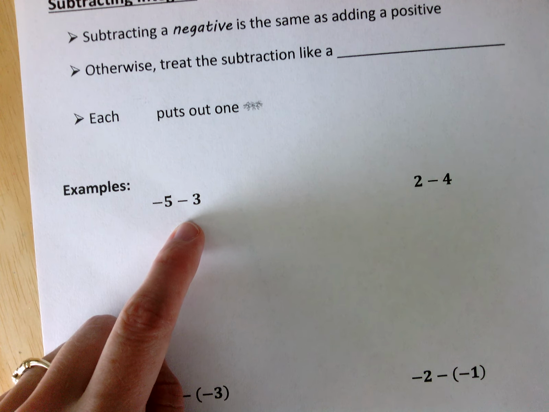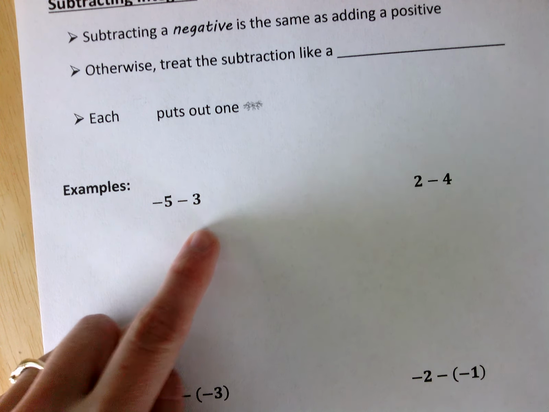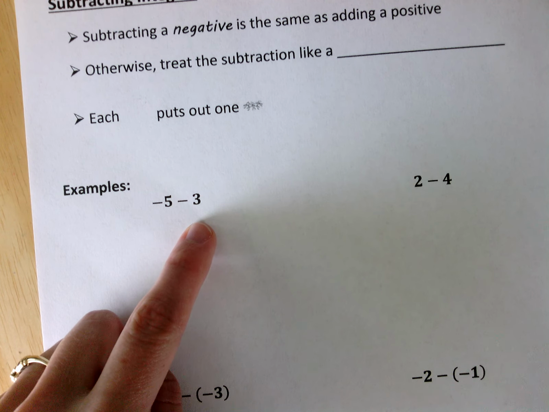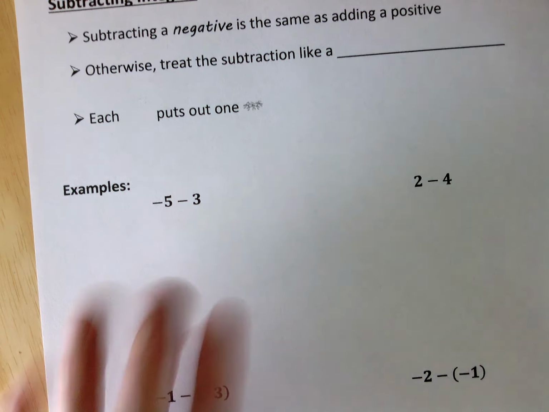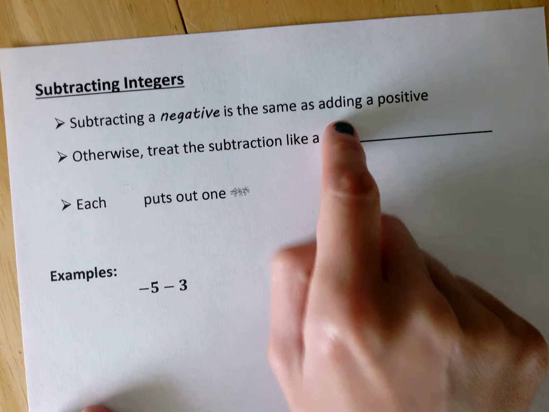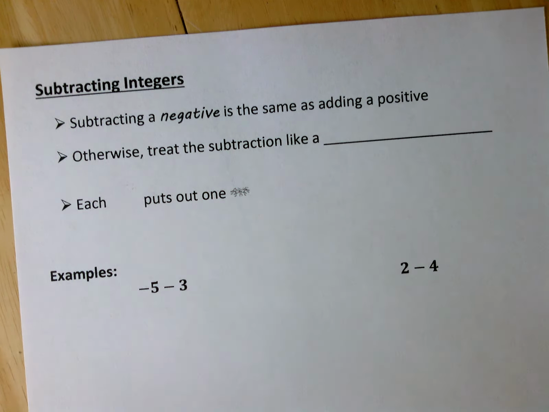So we're going to change our perspective, and instead of seeing it as -5 minus 3, we're going to see -5 and a -3, and that's what we're going to combine together. Subtracting a negative is the same as adding a positive. We're going to come back to that in just a minute. Otherwise, you treat subtraction like an addition problem.